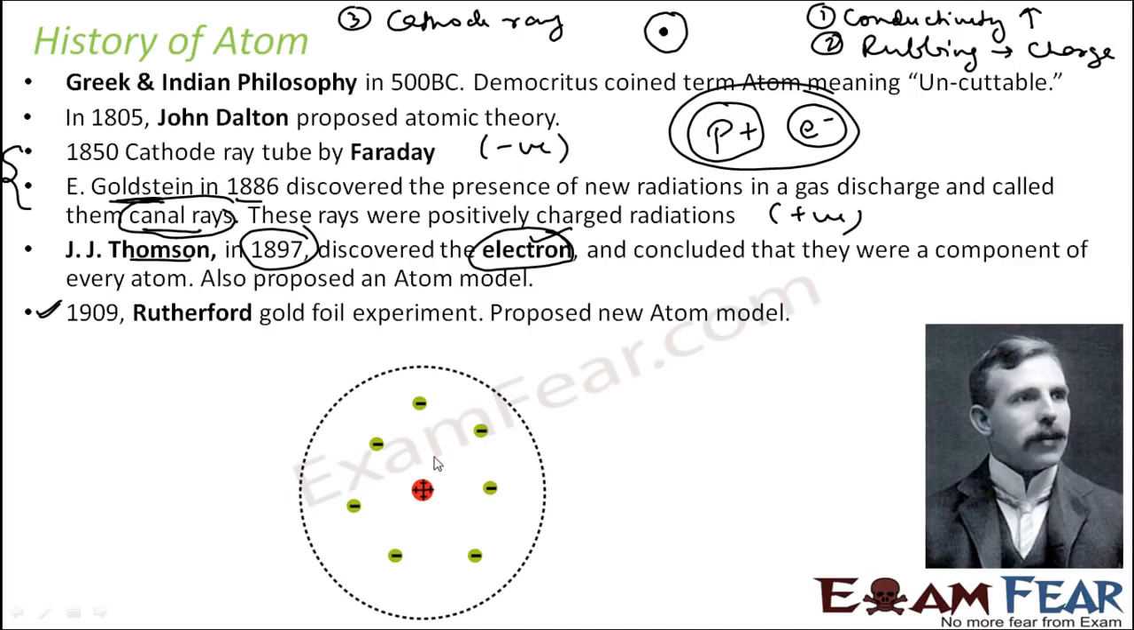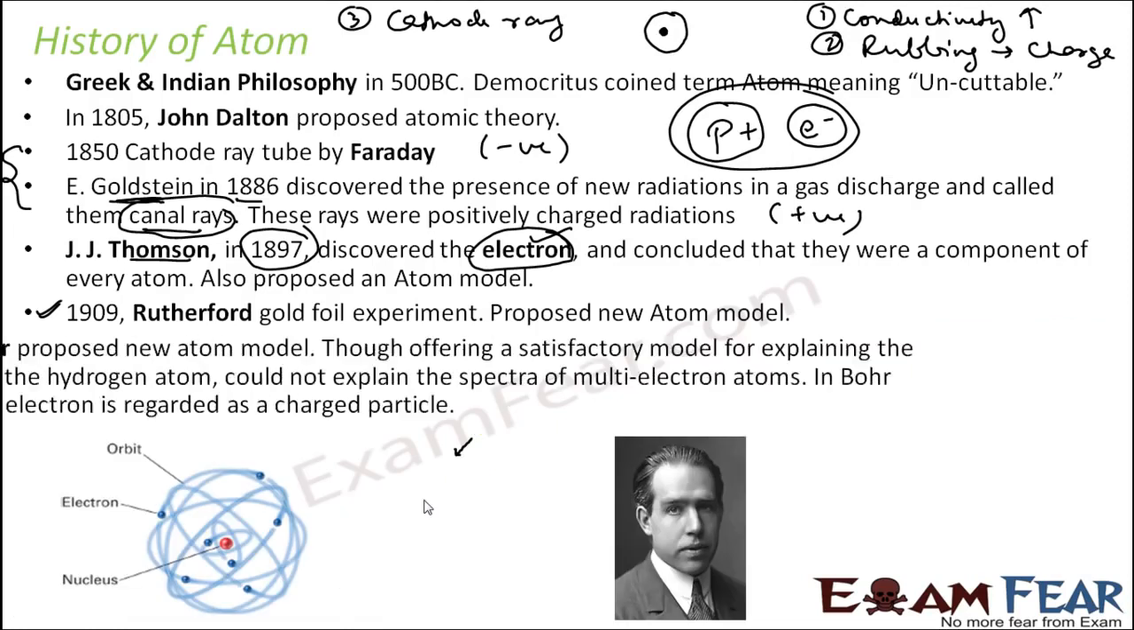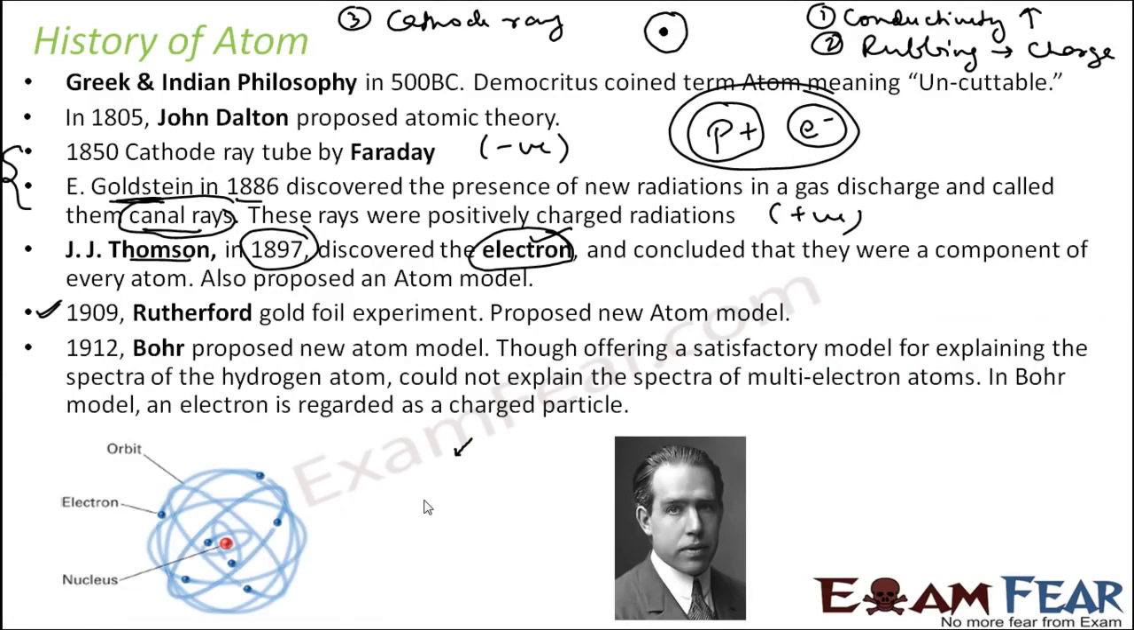So with that, he concluded this model. He proposed this model, but this model also had a flaw. The flaw was the question on the stability of the atom, because if that is the case, the electrons will be attracted towards the proton, the nucleus, and the atom will not be stable. So Bohr proposed a new model. It offered a satisfactory response, or it explains the spectra of hydrogen.